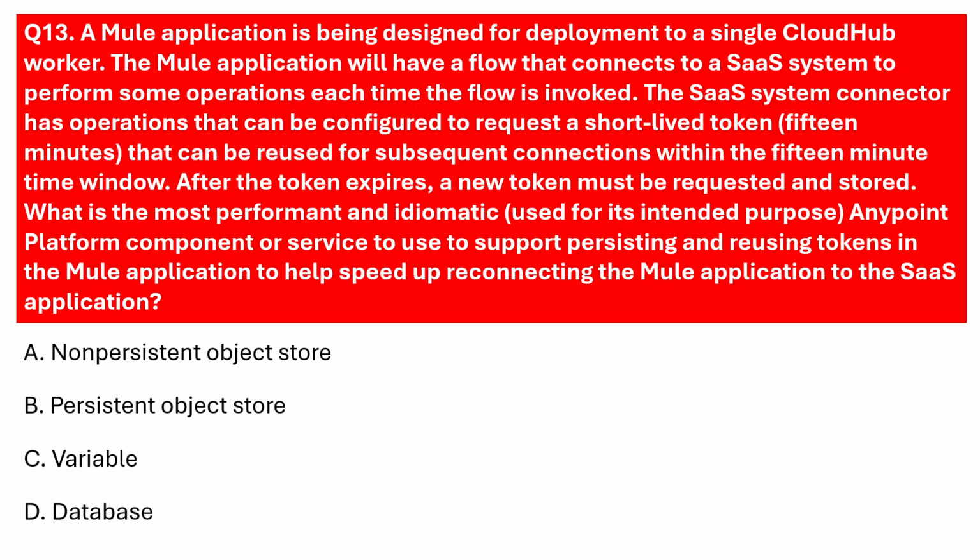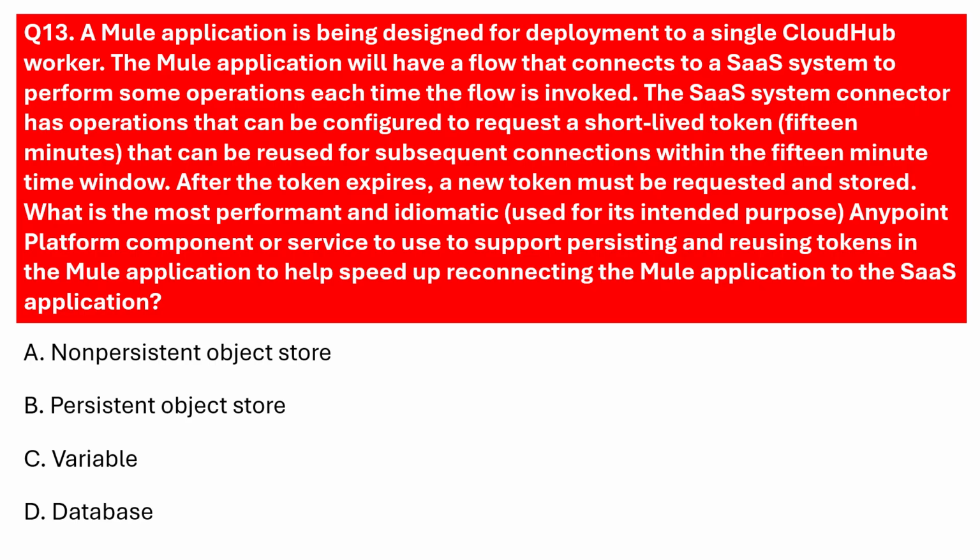Q13. A Mule application is being designed for deployment to a single CloudHub worker. The Mule application will have a flow that connects to a SaaS system to perform some operations each time the flow is invoked. The SaaS system connector has operations that can be configured to request a short-lived token, 15 minutes, that can be reused for subsequent connections within the 15-minute time window. After the token expires, a new token must be requested and stored. What is the most performant and idiomatic use for an intended purpose?